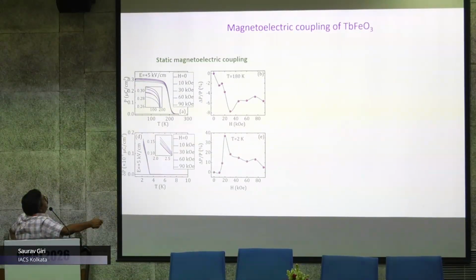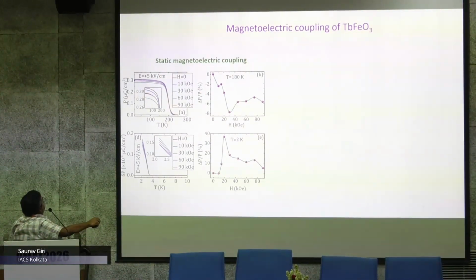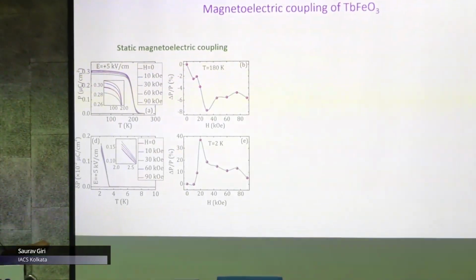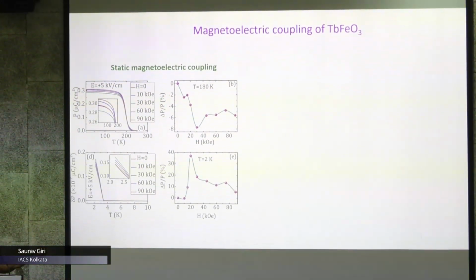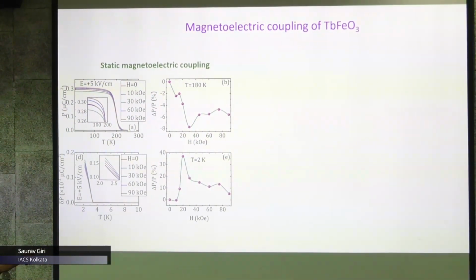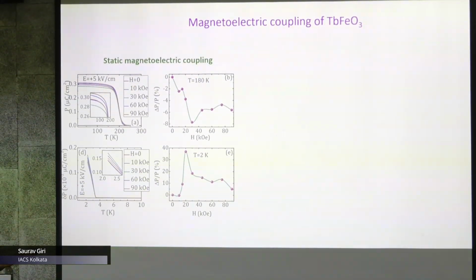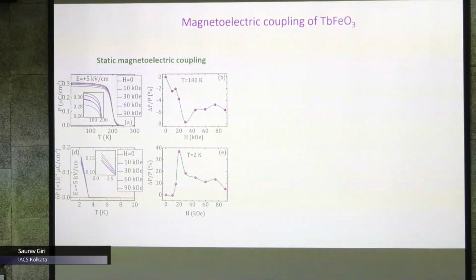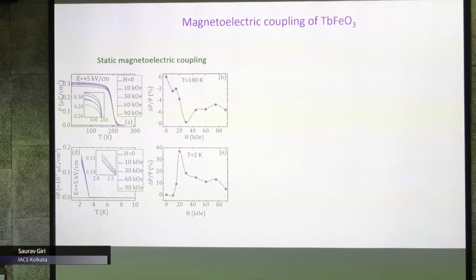A similar measurement was performed for the terbium compound, both at the high temperature ferroelectric order and the low temperature ferroelectric order. The results were in contrast: it decreases considerably, and the change was maximum around 3 Tesla, and for 2 Kelvin the change was also maximum close to 2 Tesla. However, the results were just opposite. However, the change in this case is close to 37%.